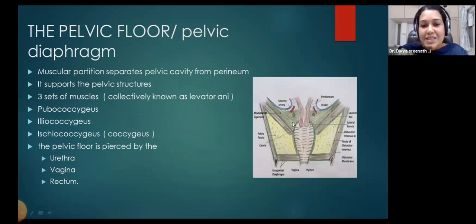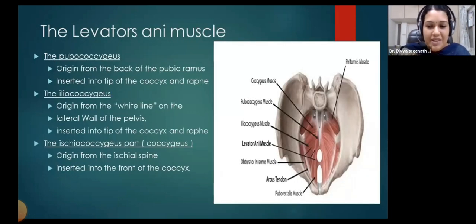There are three sets of muscle which are collectively known as the levator ani group of muscle. It mainly includes the pubococcygeus, iliococcygeus, and ischiococcygeus muscles. It is like a curtain-like structure, and there are mainly two openings. Through these, three structures pass from the pelvic cavity into the perineum: the urethra, vagina, and rectum. You can see the vagina, in front the urethra, and at the back the rectum. The levator muscles.